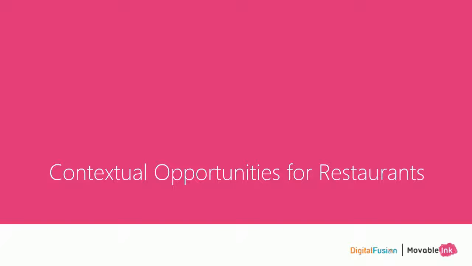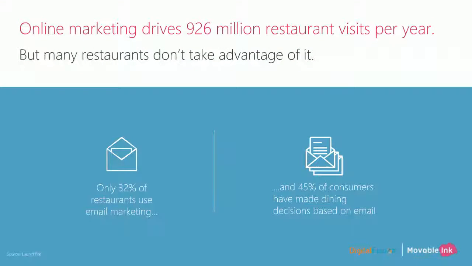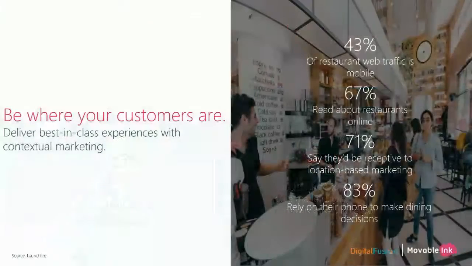There's a lot of opportunity today for restaurants in the contextual space. Just to give you a quick snapshot of what the industry looks like today from a mobile and desktop perspective. Online marketing today drives 926 million restaurant visits per year. Think about how many that is. But a lot of restaurants today really do not take advantage of that. Only 32% of restaurants are actually using email marketing, while 45% of consumers today say that they make dining decisions based on their emails. Think about how often you're on your mobile device today. People are always on the move. They're always trying new restaurants, and if they like your brand, they want to know where it is. We really encourage our clients to capitalize on key information like that.